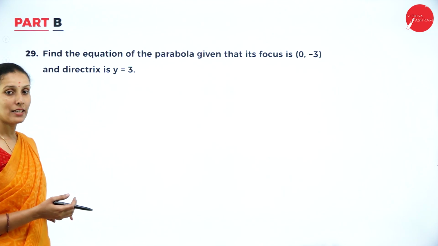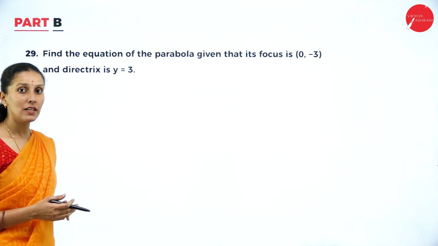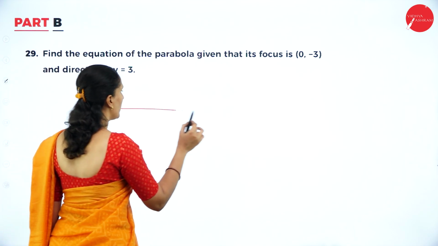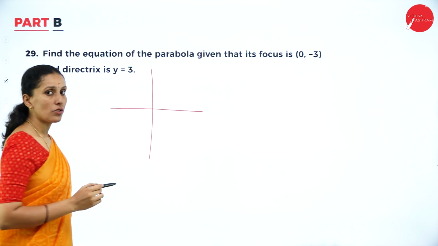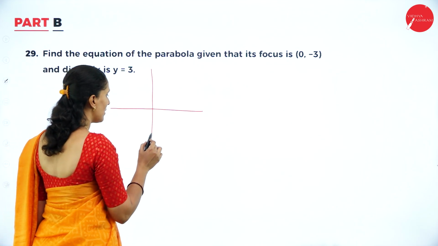Next, find the equation of the parabola given that its focus is 0, minus 3 and the directrix is y is equal to 3. So the focus is 0, minus 3. So from the quadrants here, 0, minus 3 means somewhere here.